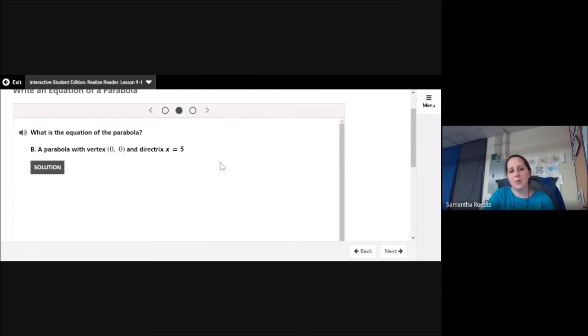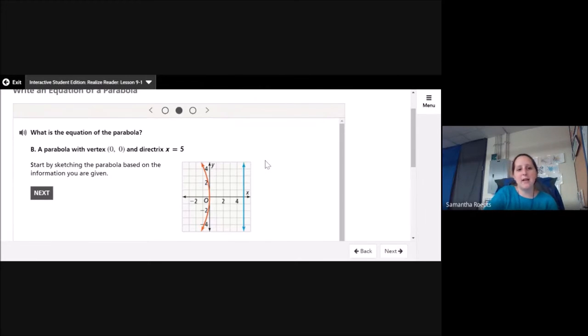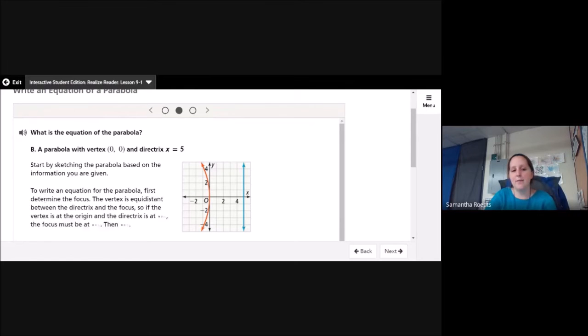Parabola with vertex 0, 0 and directrix x equals 5. I start by sketching the parabola based on the information I'm given. So x equals 5 is a vertical line, as opposed to a horizontal line, where y equals is horizontal. So this is vertical, which means my graph's either going to open to the left or to the right. In this case, my directrix is positive, which tells me my graph opens away from that. So it's going to open towards the left side of the graph.